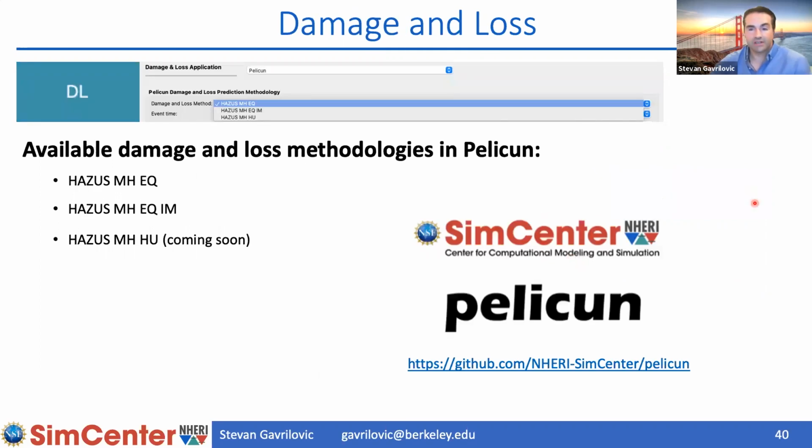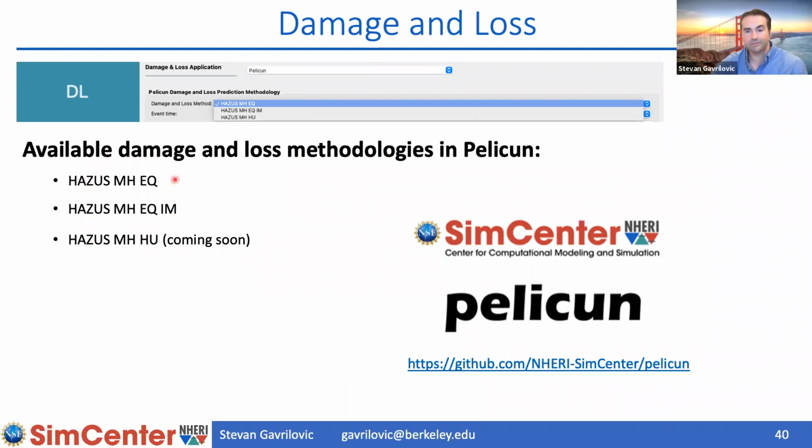Now, currently for damage and loss, Pelicun is employed, which is developed here at the SimCenter. Now, Pelicun stands for probabilistic estimation of losses, injuries, and community resilience under natural disasters, sorry. If you want more information on Pelicun, you can go to the SimCenter website or access this link right here. The available damage and loss methods are all HAZUS-based currently, and they are HAZUS MH EQ, HAZUS MH EQ IM, and HAZUS MH HU, which is coming soon.